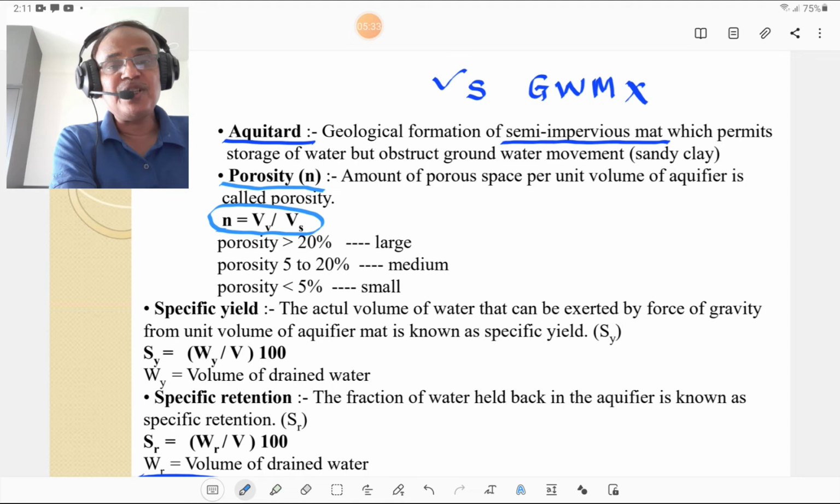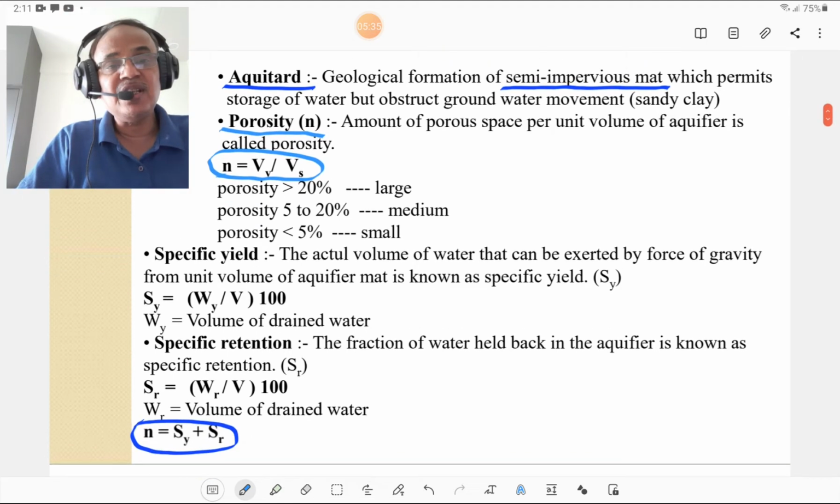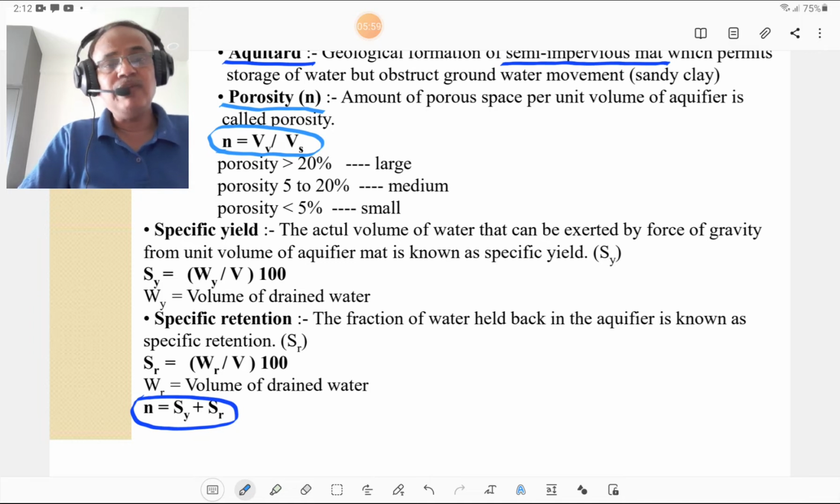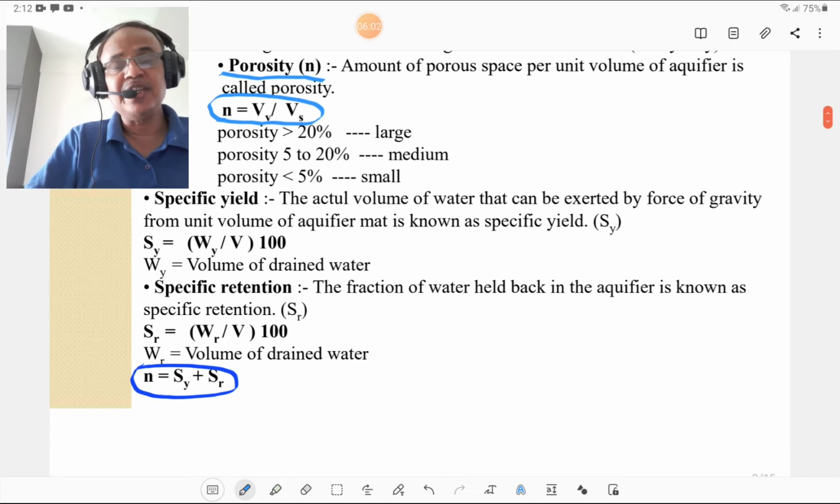And the second term is the specific retention. First was the specific yield, now we will discuss the specific retention. The fraction of water held back in the aquifer is known as specific retention, meaning the amount of water that is held back in the aquifer material, and it is denoted by SR. SR is calculated in a similar way. SR is equal to WR divided by V into 100, where WR is the volume of retained water. And what is the porosity? Porosity n is equal to SY plus SR, meaning porosity is the algebraic sum of specific yield and specific retention.